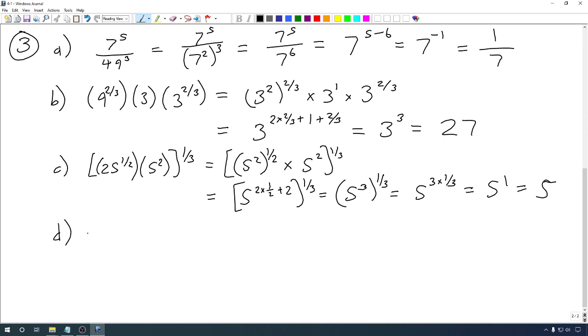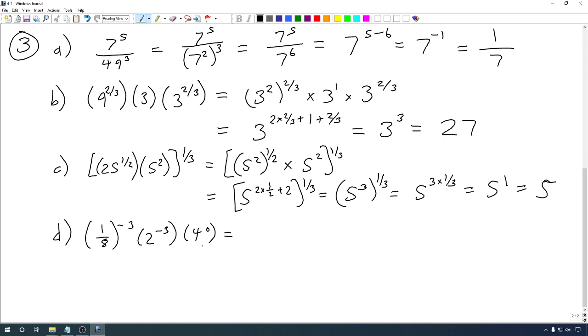Last part of this problem, we have a 1/8 to the -3 power. We have a 2 to the -3 power. And we have a 4 to the 0th power. And we want to simplify this one now. Now, like on the previous 3 parts, we have different bases here. So we want to simplify this to one base.